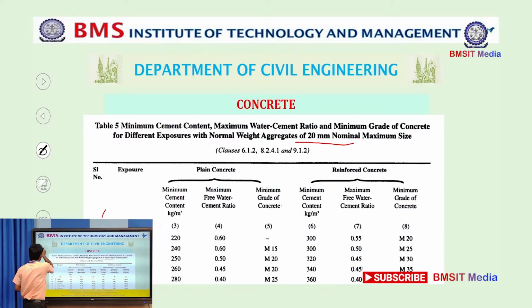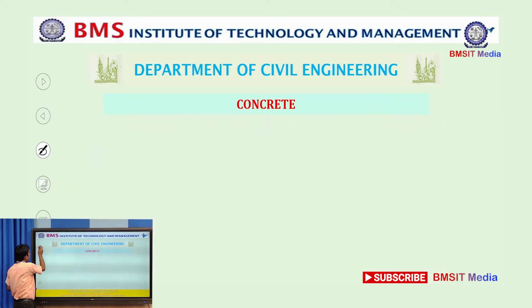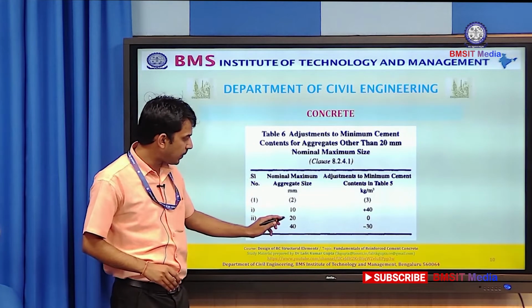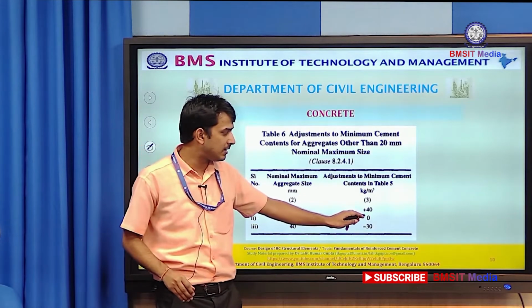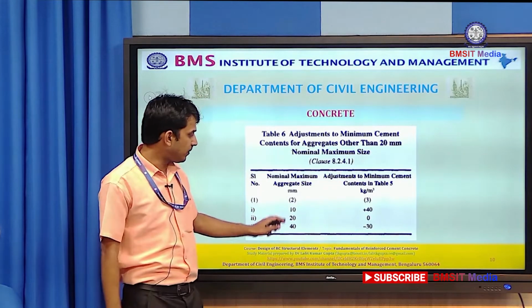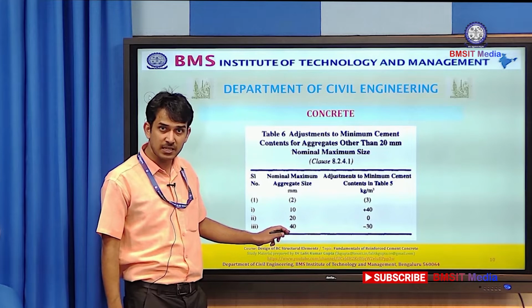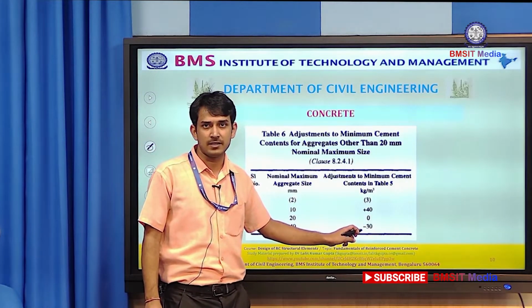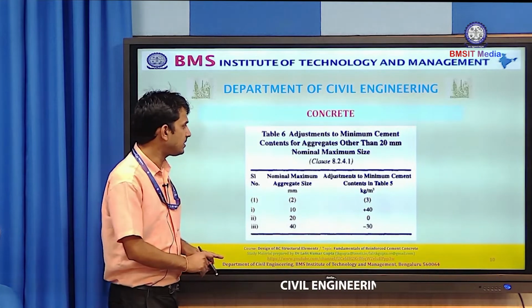So that is the next table of that code, that is Table number 6. In this you can see, if we are going from 20 to 10, then we have to increase the cement by 40 kilogram per cubic meter. Or if we are going from 20 to 40 mm size of aggregate, then we have to reduce it by 30 kilogram per cubic meter of cement. So this is how this table defines it.